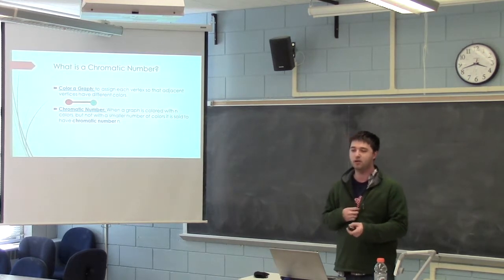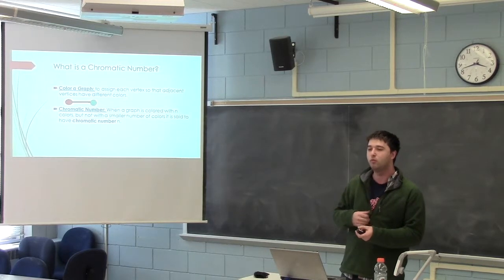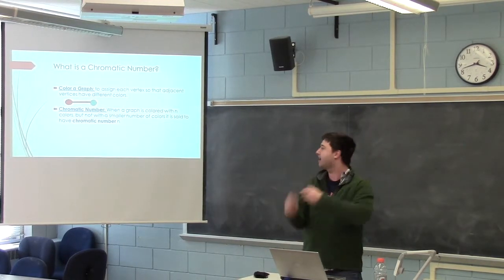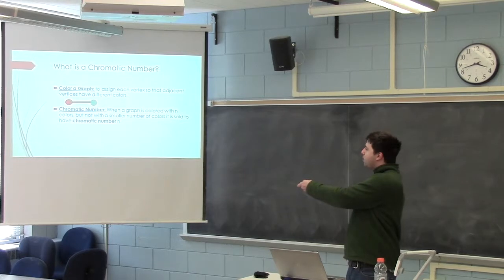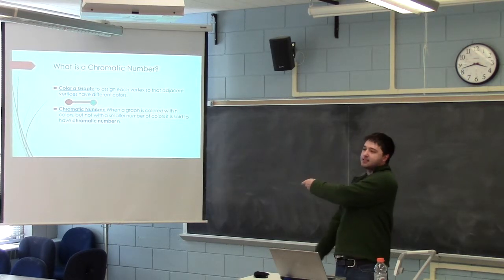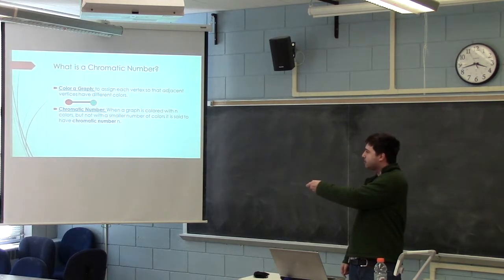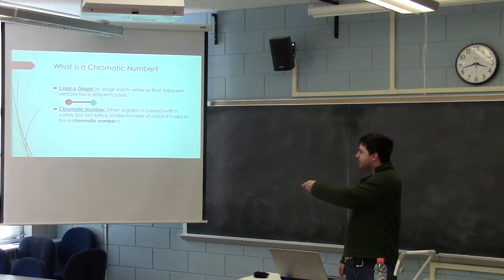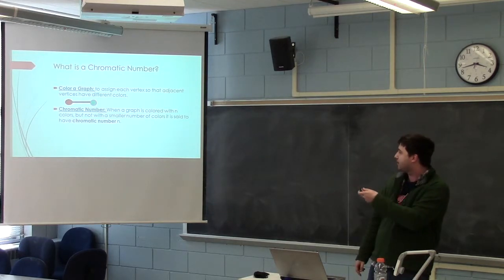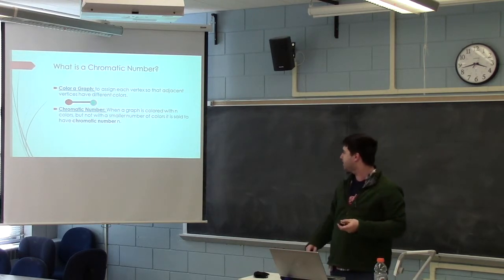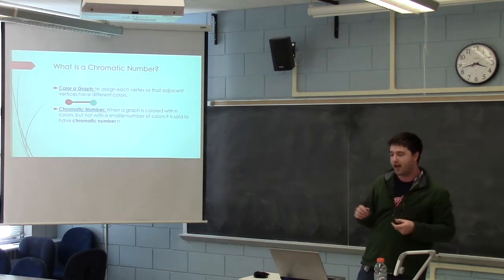So basically, when you color a graph, when you have two vertex points, as seen here, we have one that's red and one that's green, and they're both different colors. So each vertex is assigned a different color. We don't have one that's red and the other one red, or one that's green and the other one green, because then it's not chromatic by definition. And so when a graph is colored with n colors, but not with a smaller number of colors, it's said to have a chromatic number n.